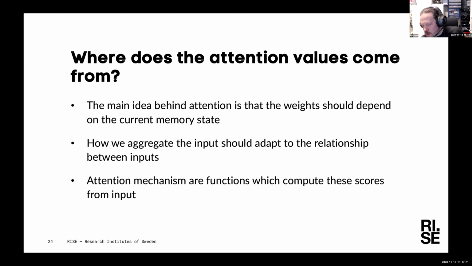So these masks are particular in that they are dynamic. We calculate the values of these masks based on the input. If we think of the memory model, the mask to update a new memory slot should depend on the current memory state, so that we aggregate the memory slots differently depending on what state they are in. This is really the point of these attention mechanisms: to compute these scores.